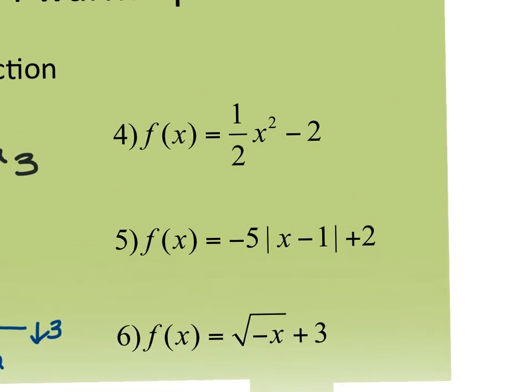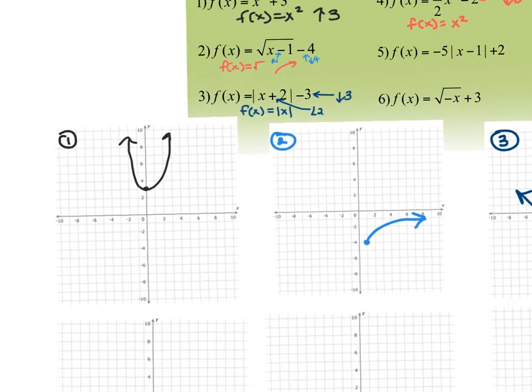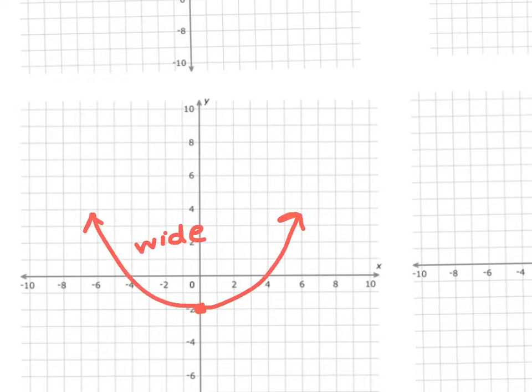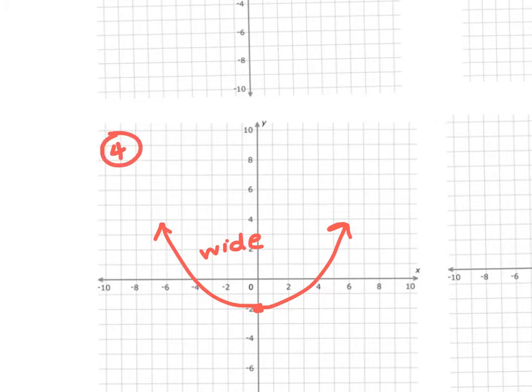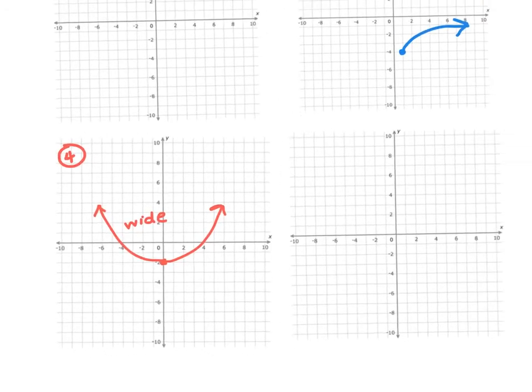4, back to parabola. Parent function is x squared. What's that 1/2 tell you? It's stretched. Well, it's shrunk if you're using that word. Yep. Or wide. And the -2 is down 2. So I'm moving down 2 places, and I'm making it wider than my normal. Or a vertical shrink, because the ceiling would be caving in on it, pushing out those curves to be wider.